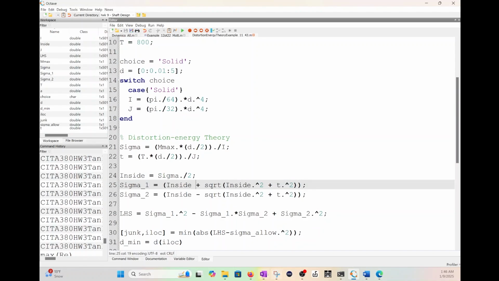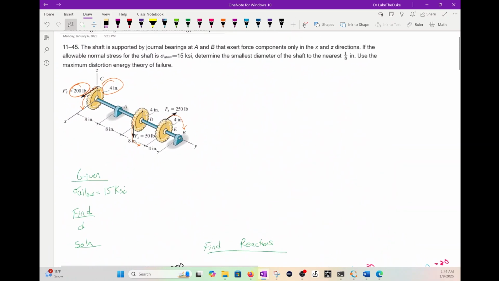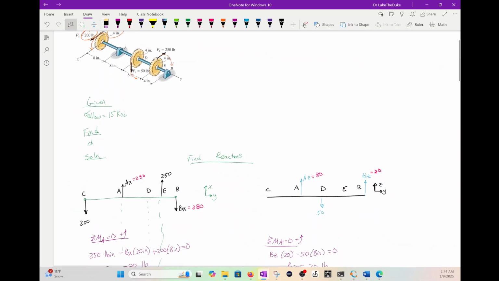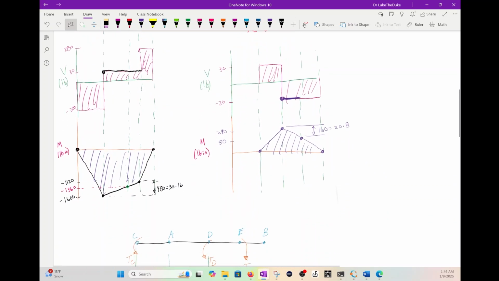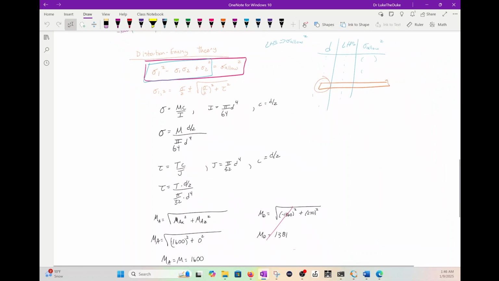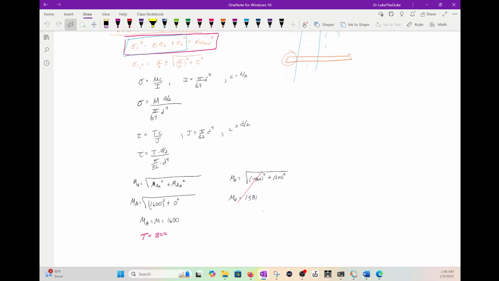All right, so in summary, let's go back here. We used this distortion energy theory on this particular problem to find our smallest shaft diameter. So the process, again, is to find reactions, do a shear, do a moment, do a torque diagram, use your distortion energy theory, finding the maximum moment magnitude, finding the torque at that location, and then go ahead and plug and chug and see what you can find.